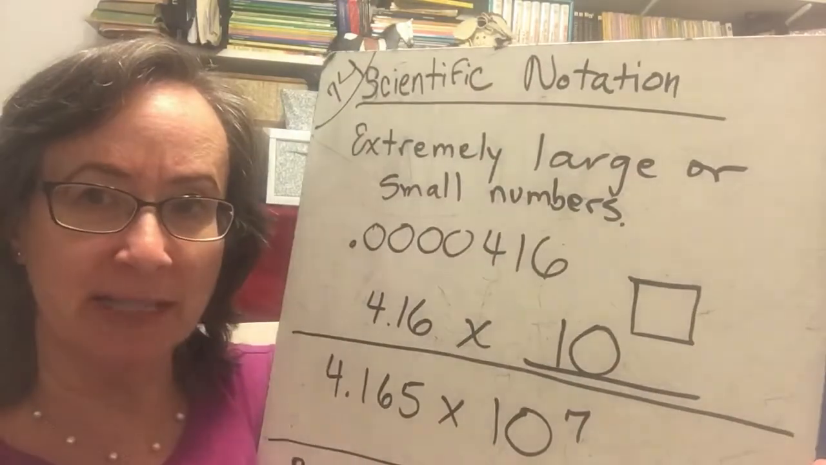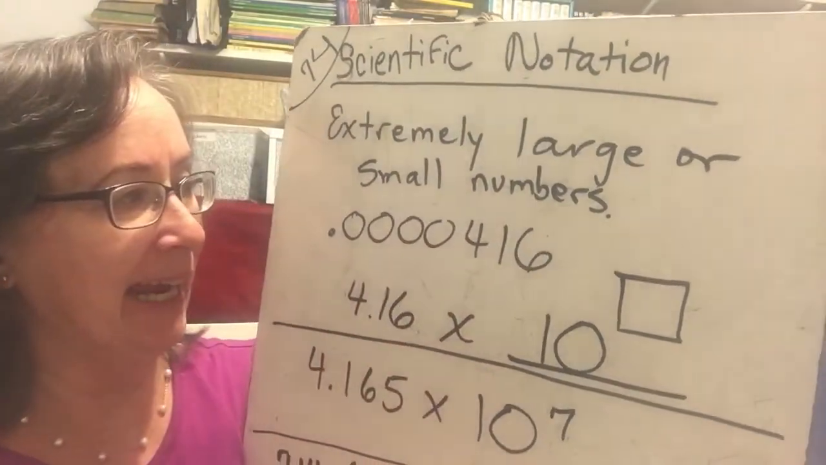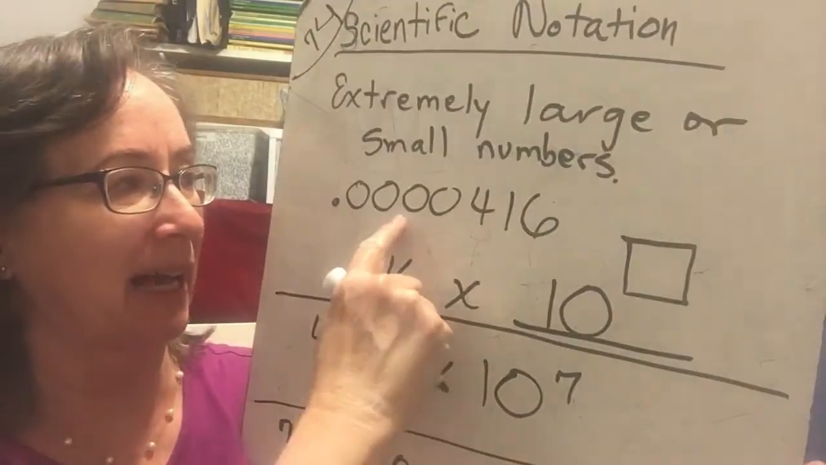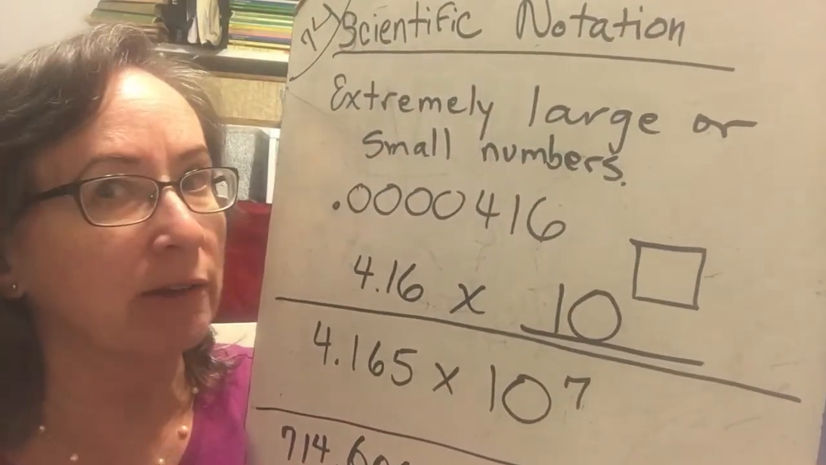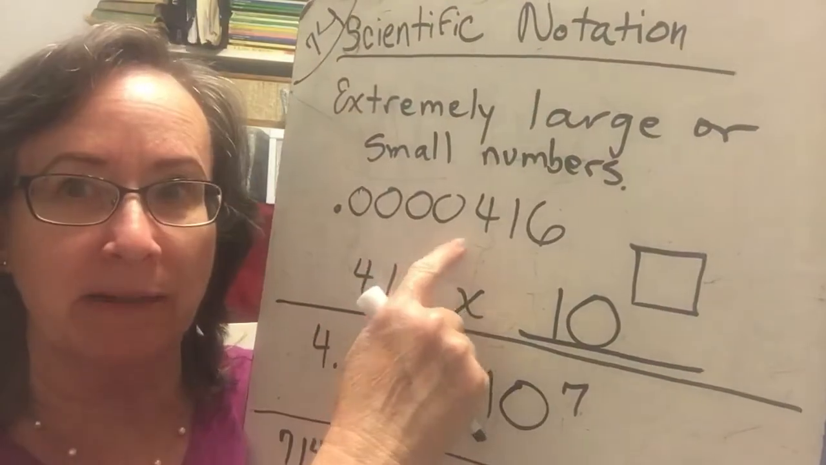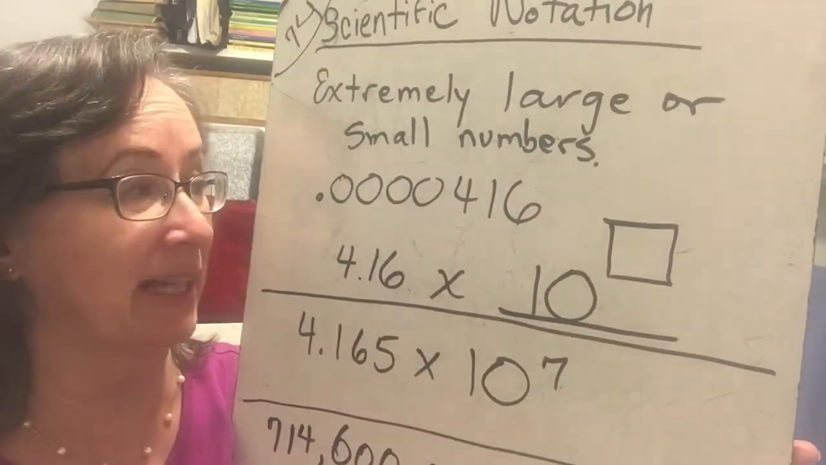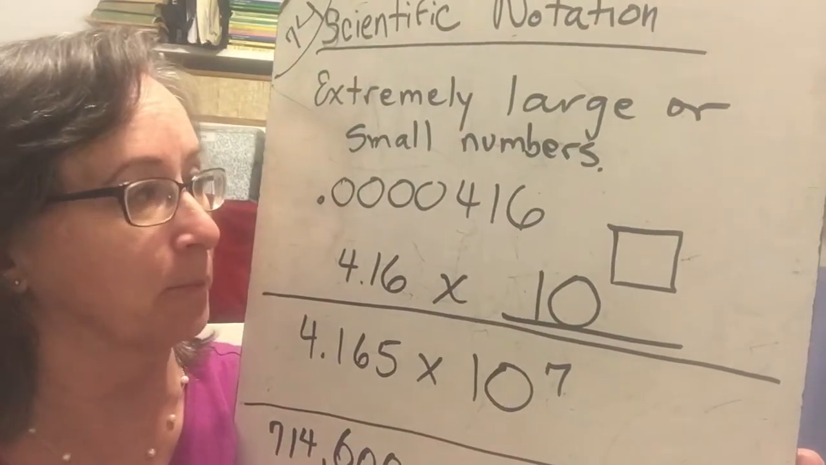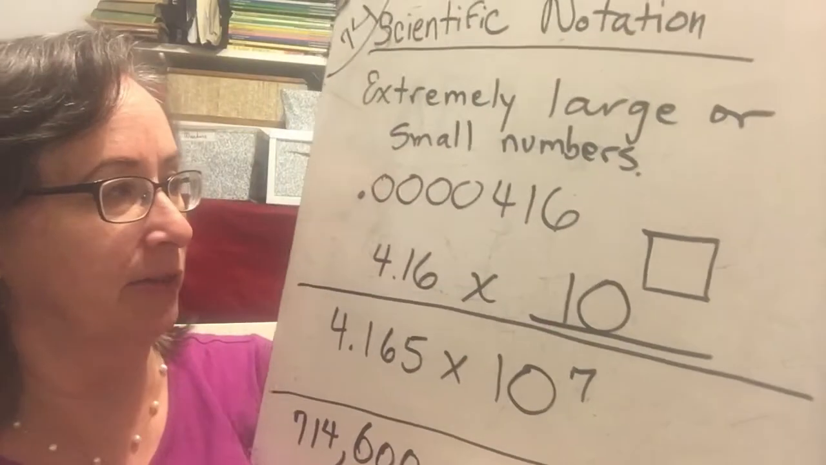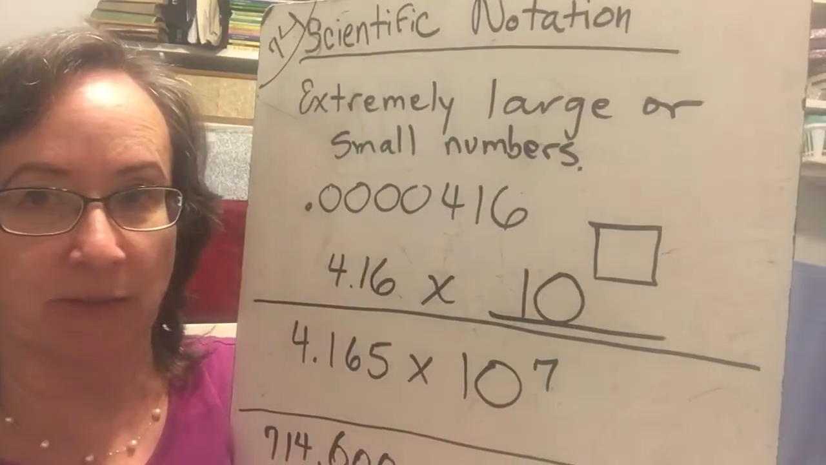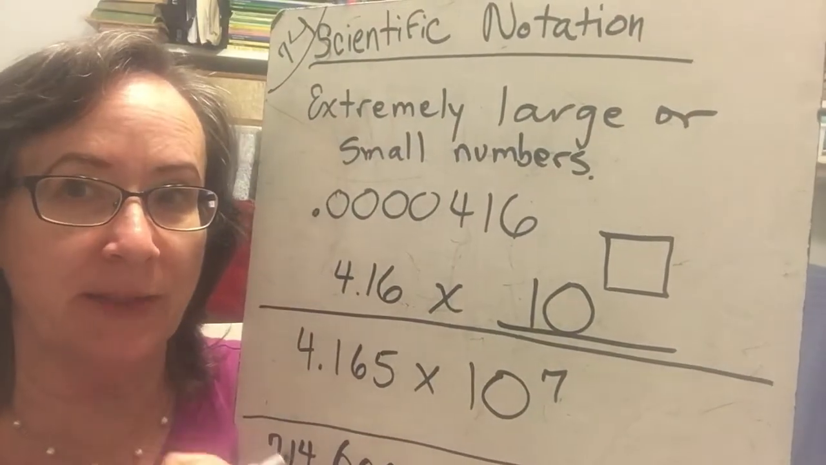The zeros in a really small number can become very, very tedious. And when I was looking at this one, I had to stop and count all the zeros. And as the number gets smaller and smaller and smaller, there would be more zeros in front of the digits that are not zeros. And it just gets to be very difficult. So what we do, instead of using all of these zeros, is we basically move the decimal.